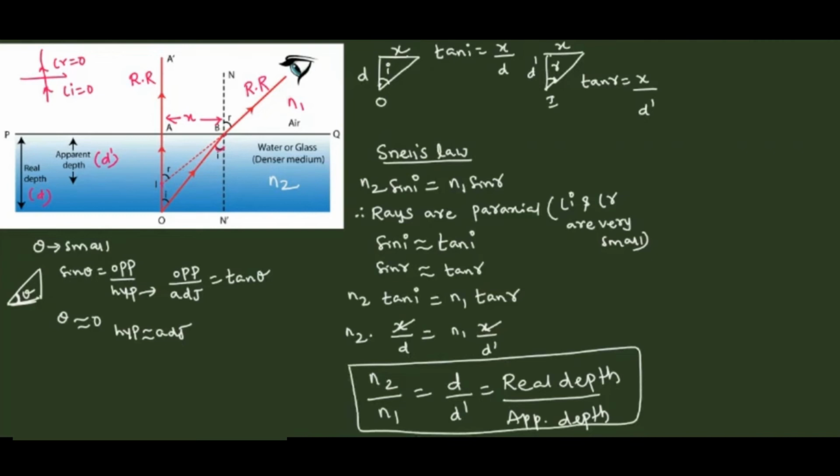That means by knowing the refractive index values of the mediums, we can calculate depth. If you know one of the depths, suppose the real depth, we can calculate the apparent depth. Clear? Any doubts? That means here n2 means light is coming from which medium? n1 means light is going into which medium? So n2 by n1 is equal to real depth by apparent depth. Right. Now solve one problem.